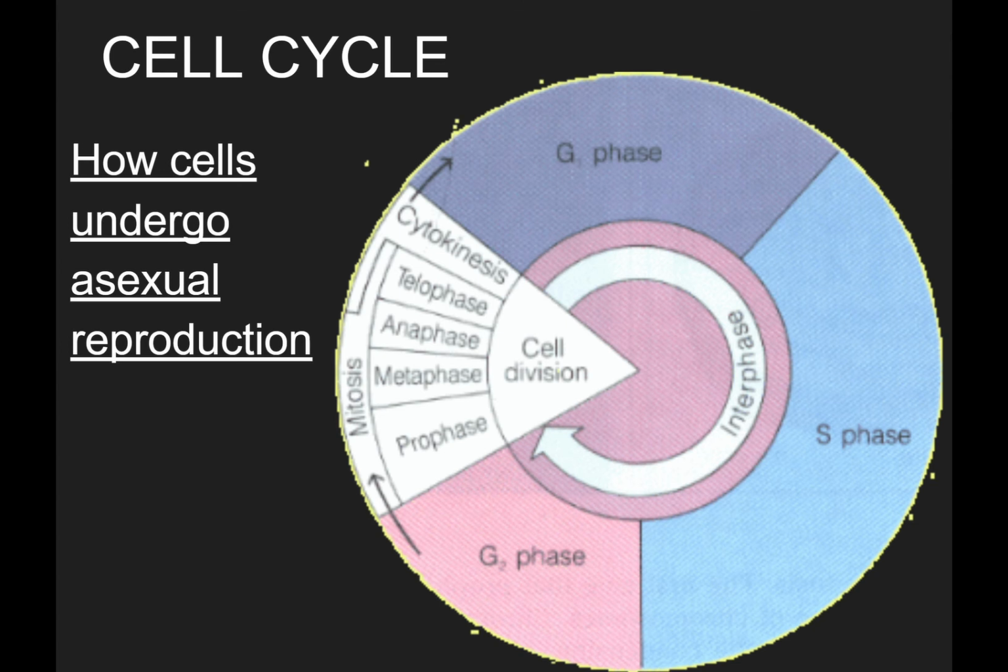Alright, so cell cycle. How cells undergo asexual reproduction. We talked about this in the previous unit, but you do need to memorize. Well, I guess not memorize, but just know basically this is what you have. We're not going to be taking tests on this other than the masteries. This is just how it's done if you're curious. And this is actually what every cell goes through to make more copies of itself.